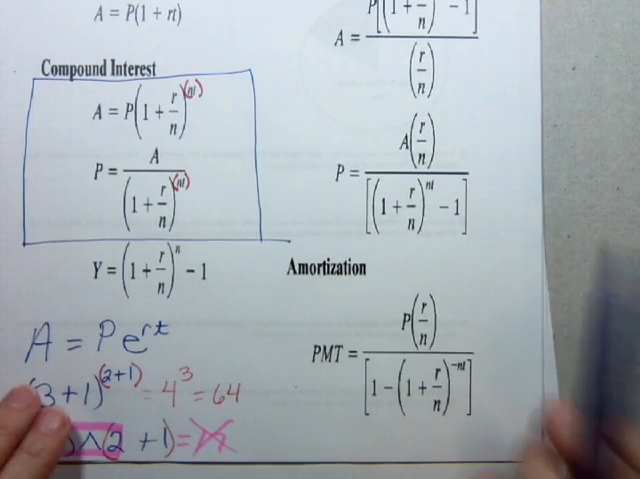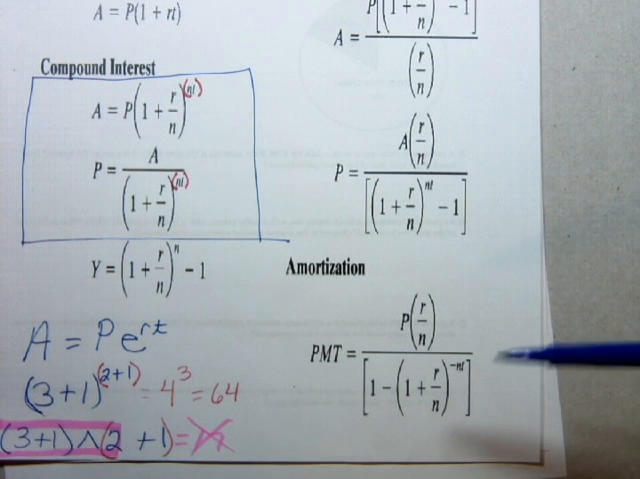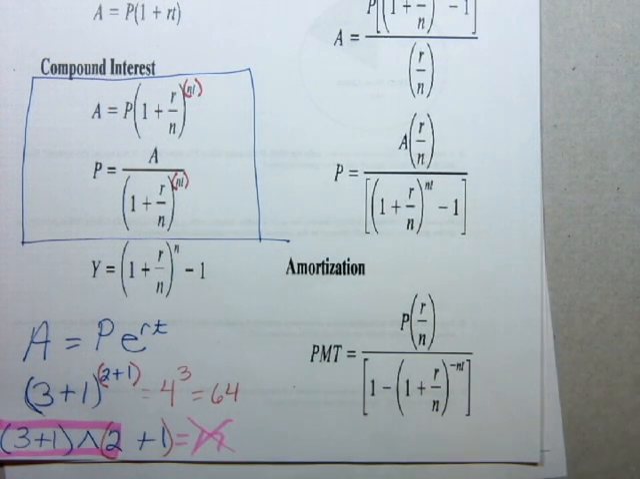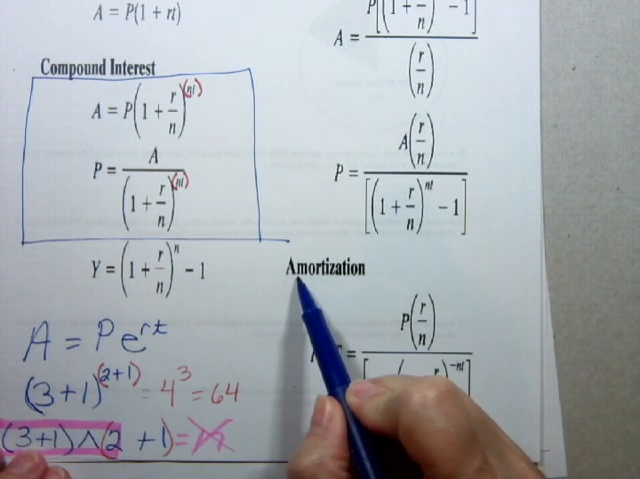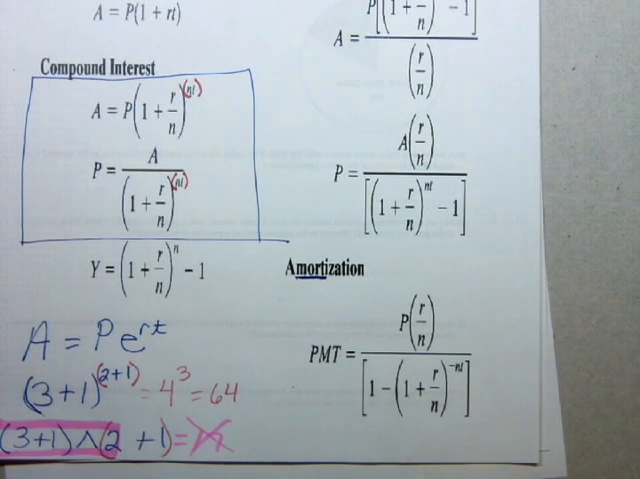Then we also have our amortization formula. Now, to amortize a loan, amortize is actually a verb. It means you're actually doing something. The root word in amortization or amortize is mort. Mort means death in Latin, and to amortize a debt is to kill the debt, so you're paying it off.